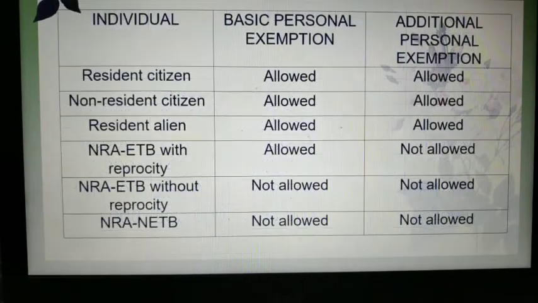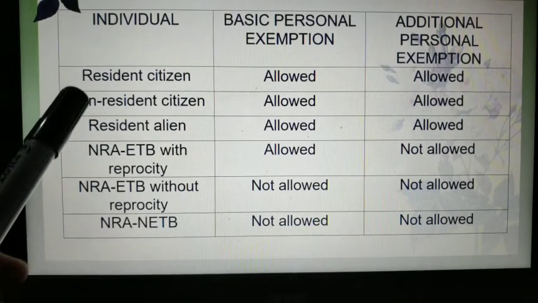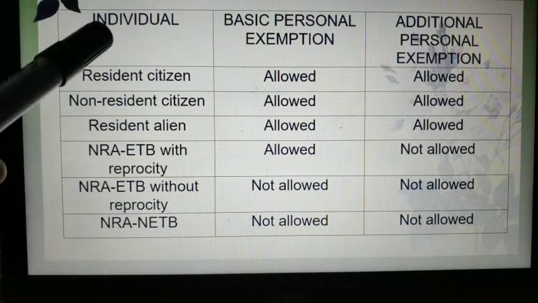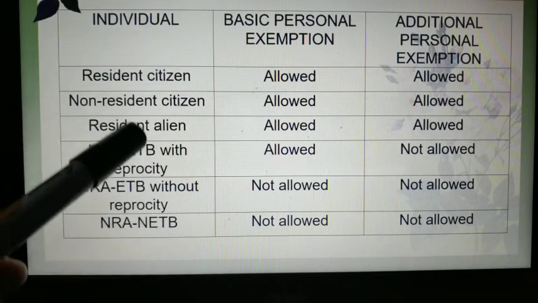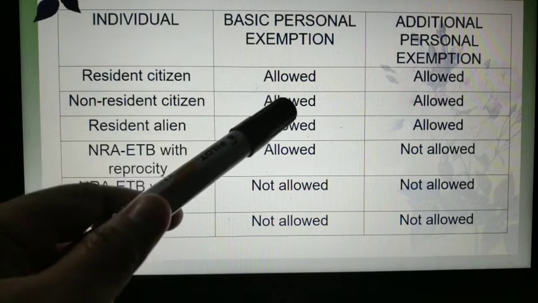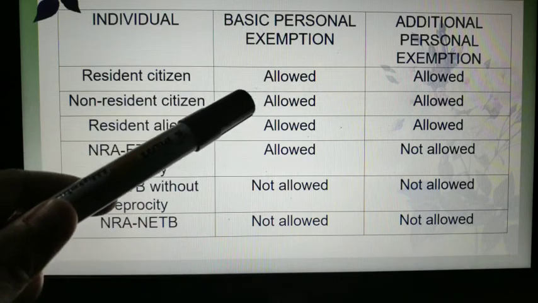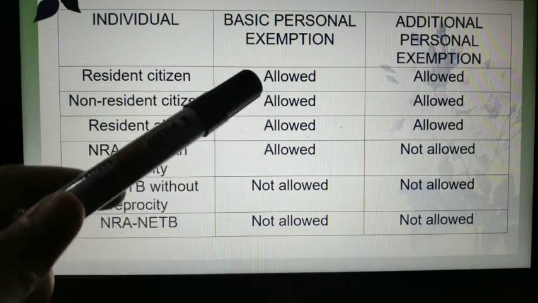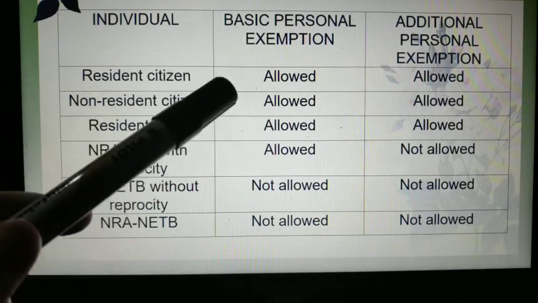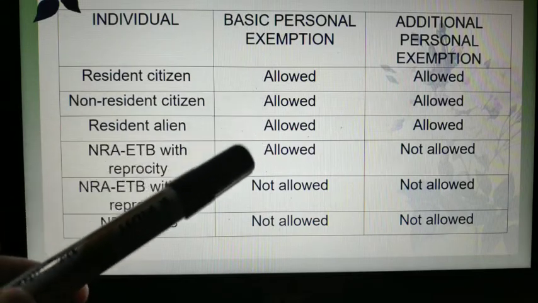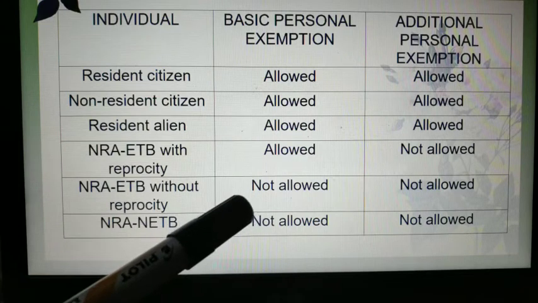Okay, so balik tayo sa kung ano yung mga taxpayer. We have two types of taxpayer, right? The corporation and the individual. For the individual, we have different types of individual. We've already discussed these types of individuals. So in terms of basic personal exemptions, apat lang yung allowed for the 50,000 pesos basic personal exemptions. And then, yung dalawa is not allowed.